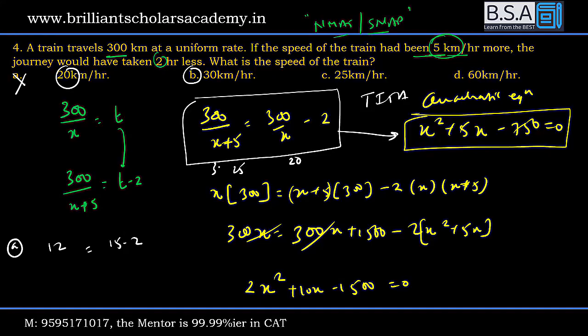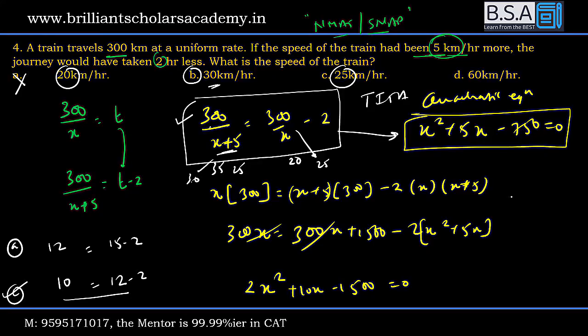Let me test this. When I put 35 here, क्या 300 divide होता भी है from 35? Is 300 divisible by 35? No. बाद में देखेंगे. Use this value. If I put 25 here, it becomes 30. And this will become 25. 300 by 30 is 10 hours. 300 by 25 is 12 hours. Is this equation matching? For option C, is this equation true? Yes. So once you reach here, you check options.